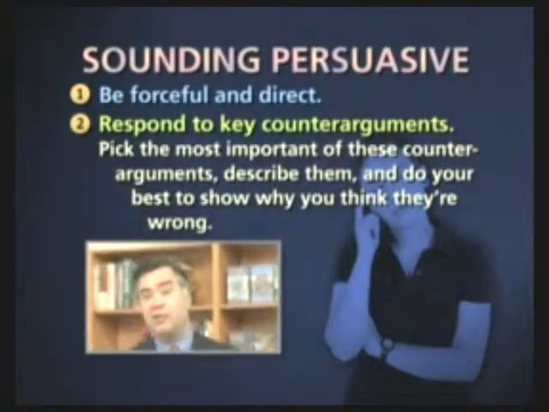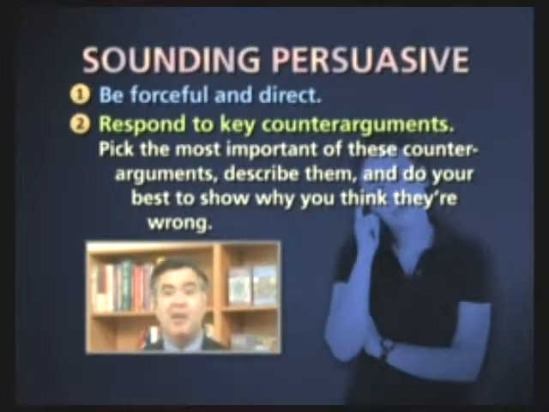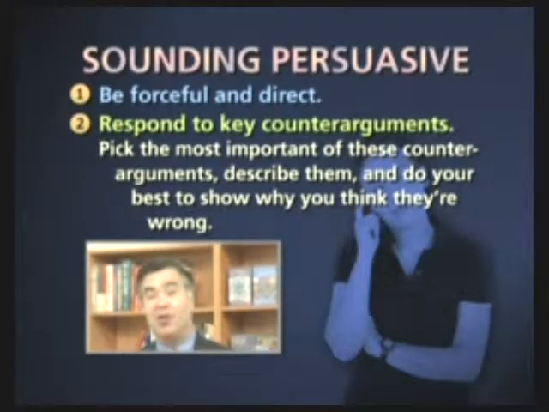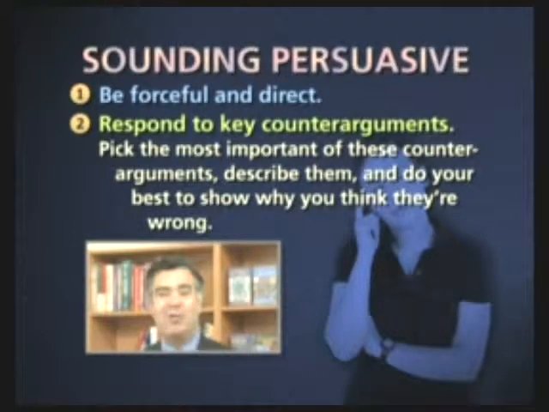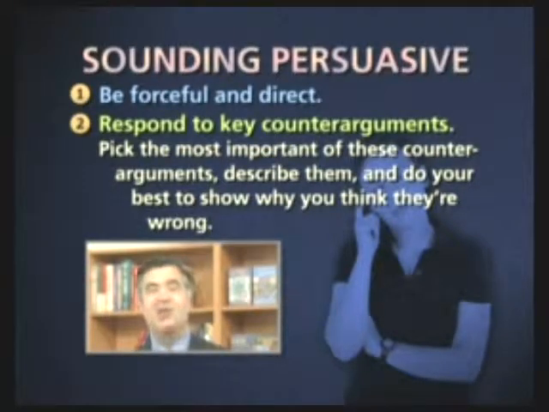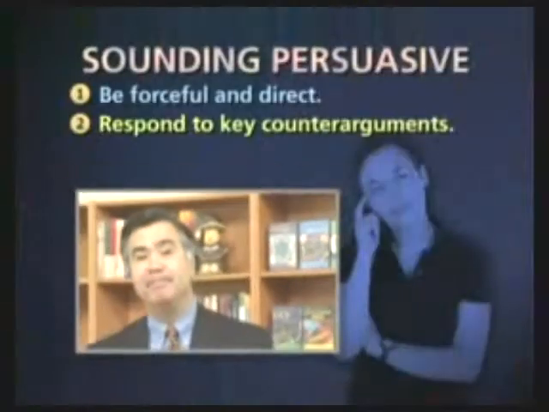Pick the most important of these counter-arguments, describe them, and do your best to show why you think they're wrong. It's better than ignoring the counter-arguments, which might make your reader feel as though you're ducking the question. It gives the impression that your argument is weak if you don't address the counter-arguments. Whereas if you do address the counter-arguments, even if you don't completely demolish them, it shows the reader, hey, this person takes seriously the job of persuasion and is trying to do an honest, forthright job of it. It will earn you more respect and more points on the persuasion scale.